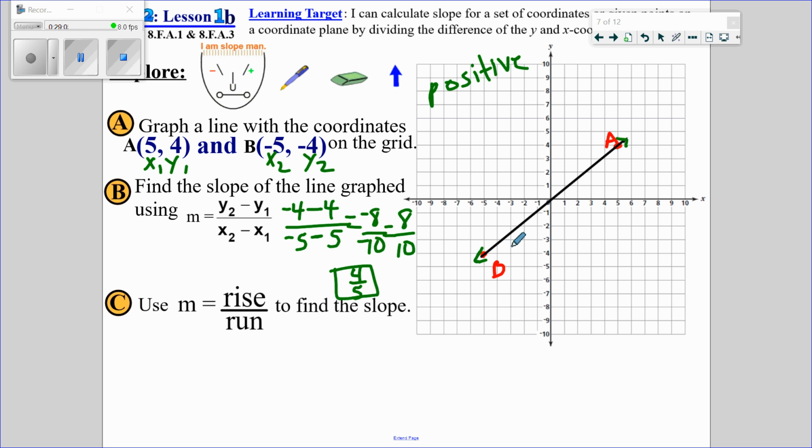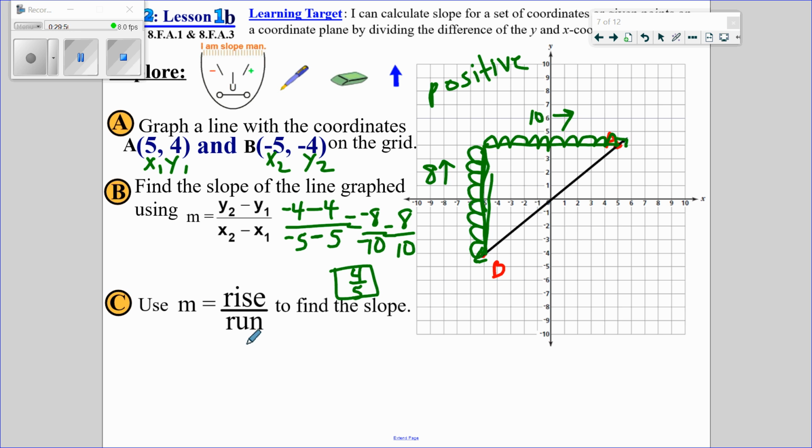Now we're going to use rise over run. So here we go. We go up. I'm sorry guys, it's a little hard to write. Now I'll fix this. There we go, guys. So now I'm going to count my rise. 1, 2, 3, 4, 5, 6, 7, 8. I went up 8. Let's do our run. 1, 2, 3, 4, 5, 6, 7, 8, 9, 10. And 10 to the right.